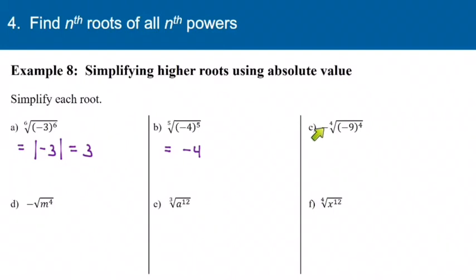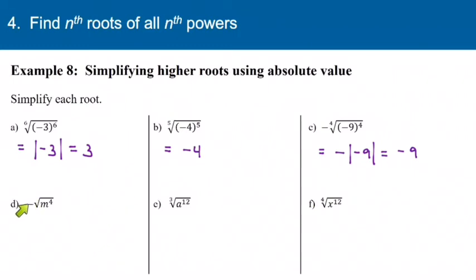On part C, we have this negative in front of the whole thing, so we're going to keep that negative, but then the fourth root of the fourth power is going to cancel each other out, and we're going to need the absolute value bars because of that even index, and therefore we'll have the absolute value of negative 9. Now, the absolute value of negative 9 is positive 9, and then we'll still have this negative out here, so we're going to end up with negative 9 as our final answer here.